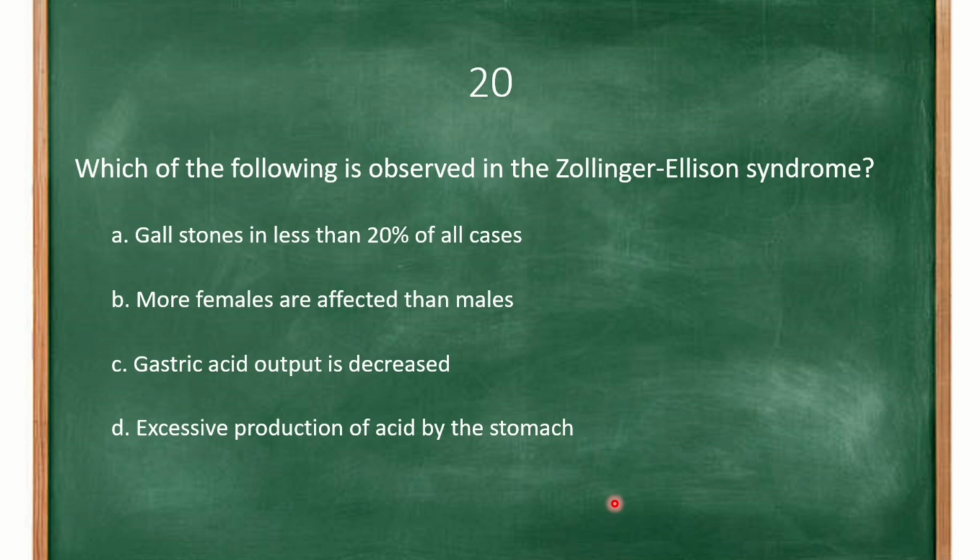The answer to this one is very straightforward. It's D, excessive production of acid by the stomach. Zollinger-Ellison syndrome is a tumor that causes the stomach to produce excessive acid. So the answer is straightforward. If you know the condition, you know the answer directly.